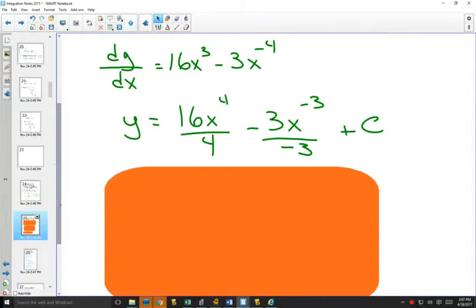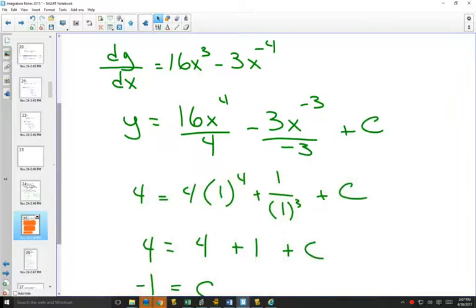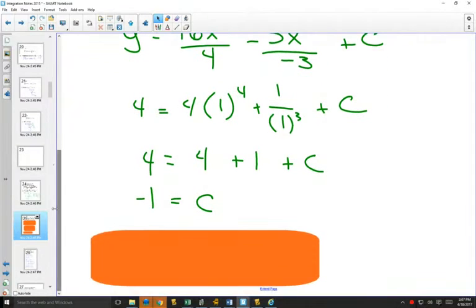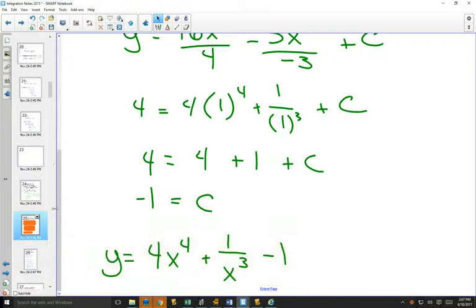Now that you have that equation, you can plug in. You know that when x is 1, y is equal to 4 because it passes through the point (1, 4). You can use that information to solve for c. And then once you've solved for c, you can plug everything back into the equation to write your final answer. And so here in my final answer, I did simplify that 16 over 4 and 3 over 3.